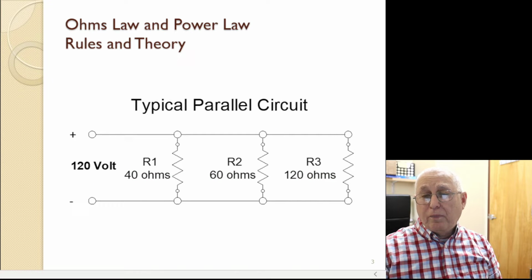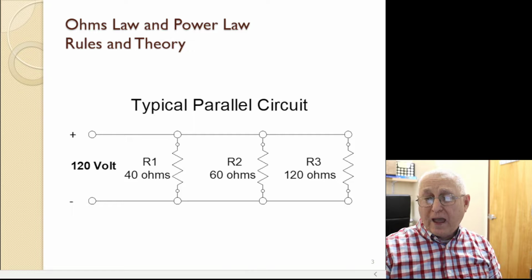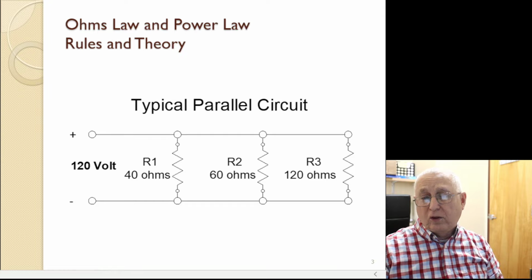This is a typical parallel circuit. Again, that has multiple paths for the current to flow. If this 120 ohm resistor were to burn out, this 40 ohm and the 60 ohm resistors would still be working fine.